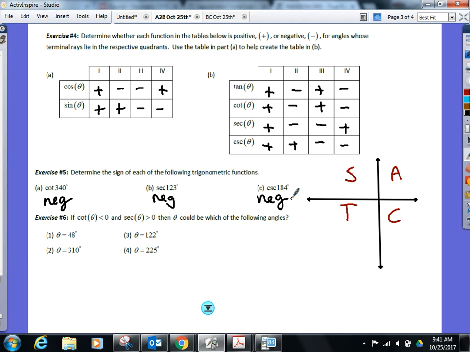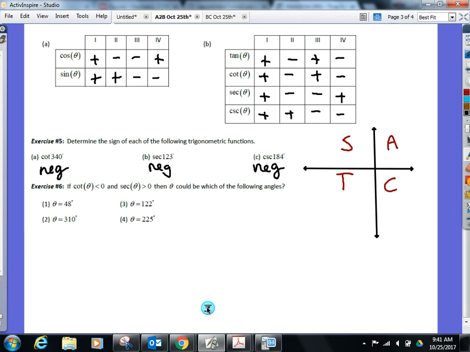And then finally here, exercise 6, where we got the less than or equal to. Remember, less than is just a fancy way of saying it's negative. Greater than is a fancy way of saying it's positive. Okay, so in what one quadrant is cotangent going to be negative and secant going to be positive?